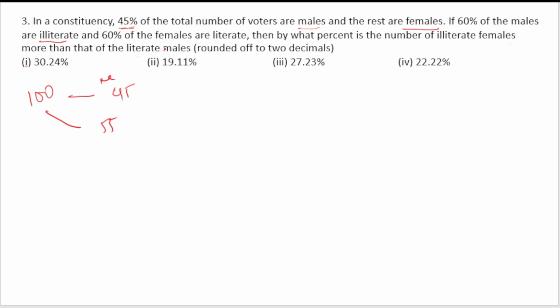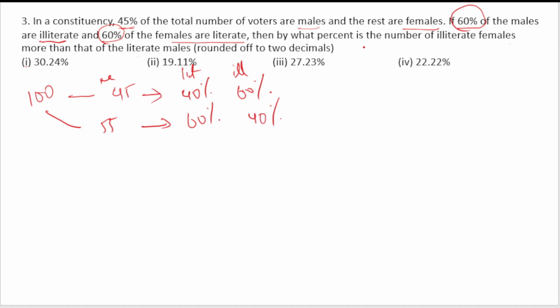60% of the males are illiterate and 60% of the females are literate. Here we'll take literate and here we'll take illiterate. 60% of the males are illiterate, so 60% are illiterate in males and 40% will be literate. And 60% of the females are literate, so here 60% of females are literate and 40% will be illiterate.